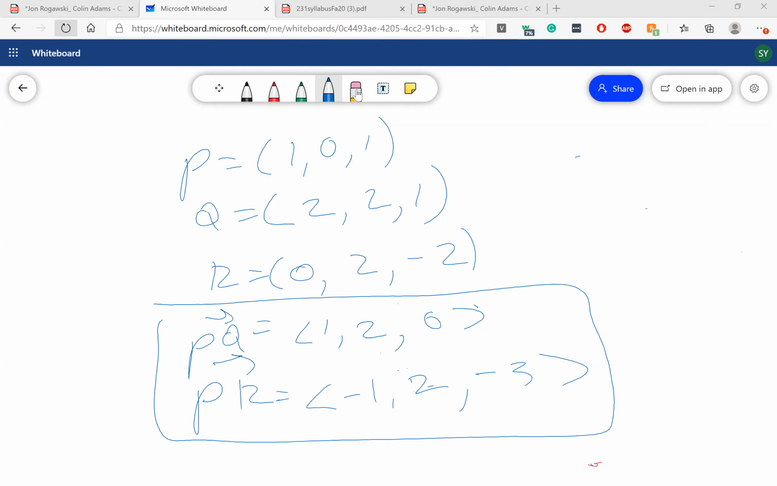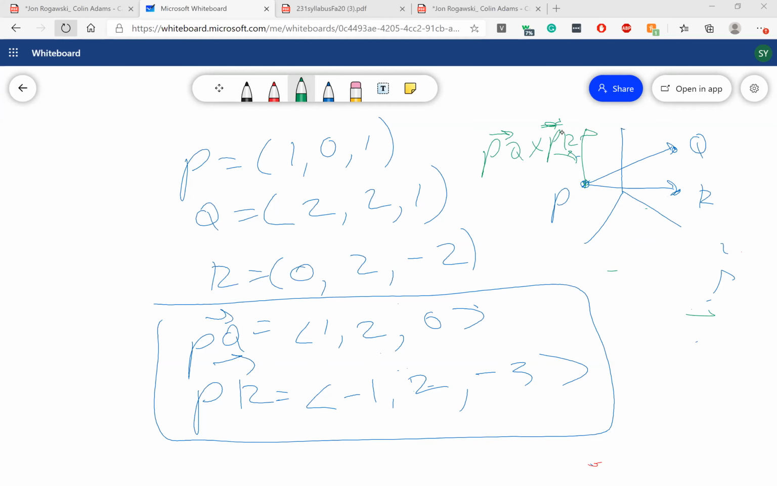So far, what we've done, so we have our 3 points, P, Q, and R. And so far, we've found this vector and we found this vector. And now we want to take the cross product. And this is going to be the PQ cross PR. So that's what we want to do now. We want to take the cross product of these two vectors. So let me erase this.